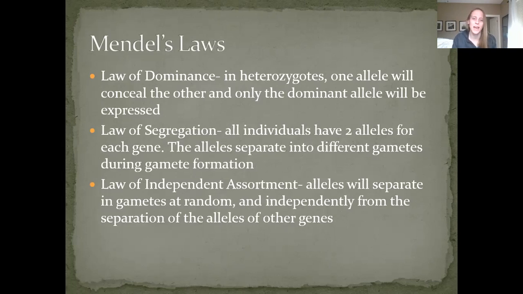And then lastly, we have the law of independent assortment, that says that alleles will separate into those gametes at random. Because if you remember, independent assortment, which happens during metaphase, is when the homologous pairs line up at random across the middle of the cell. So he was the one that came up with the idea that that happens randomly.